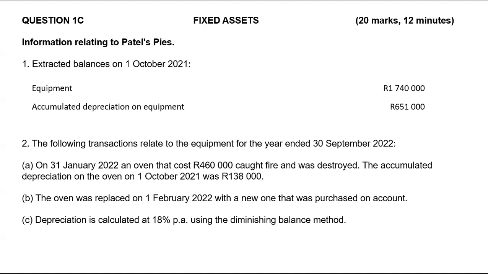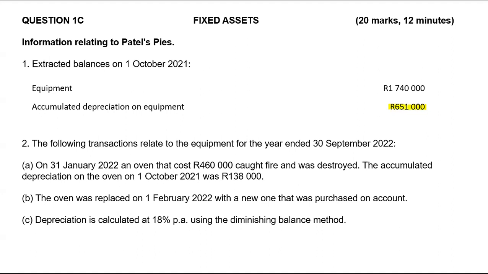So this asset here, the cost price of this oven that was destroyed is 460,000. Accumulated depreciation of that oven on the 1st of October 2021 is 138,000. Note that 138,000 is included here. I normally hear my kids say we are within. It's within there. It's inside. We need to take it out. It's already included in that 651,000 because we didn't know that it was going to get destroyed 4 months after the beginning of the financial year.